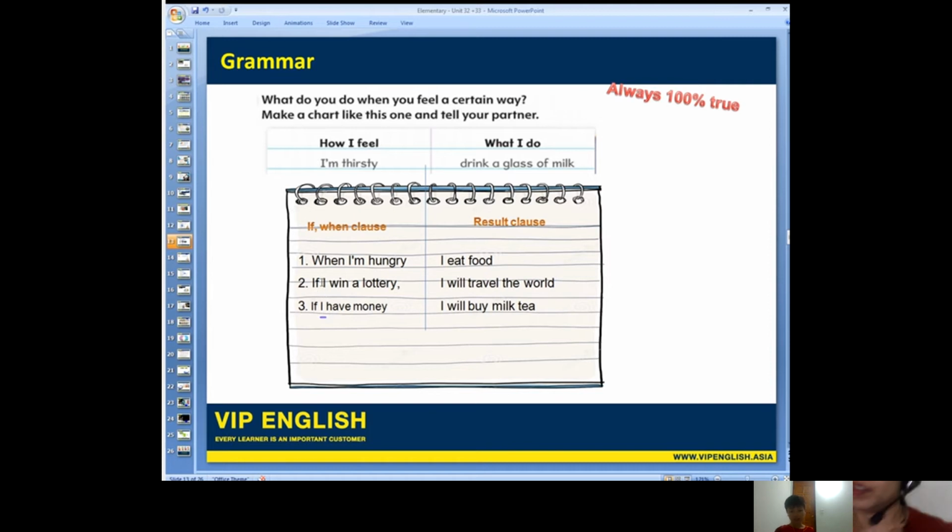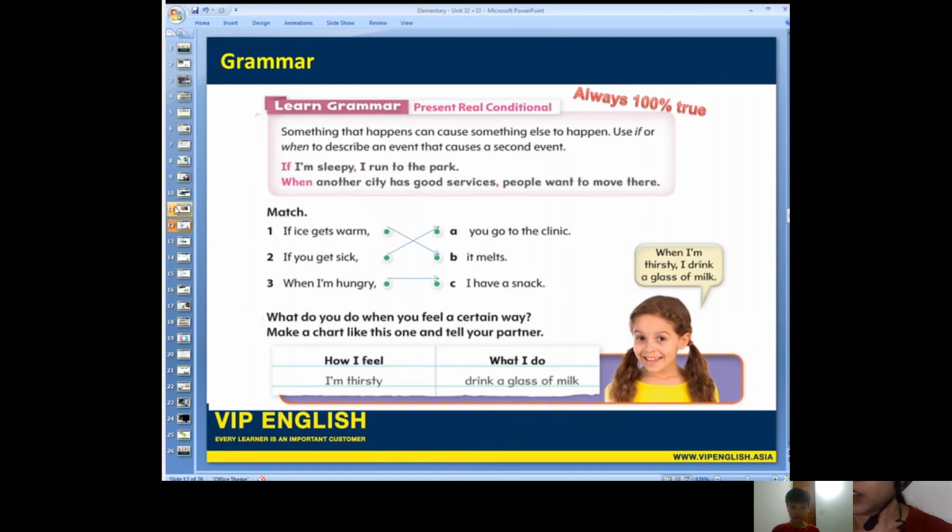So good job. Okay, so you remember, when making present real conditional, the clue word is if or when. So if you see a sentence with if and when, oh, that's present real conditional. Okay, so if and when, and of course there will always be a second event. So that's how you can determine a present real conditional sentence. Okay, very good.